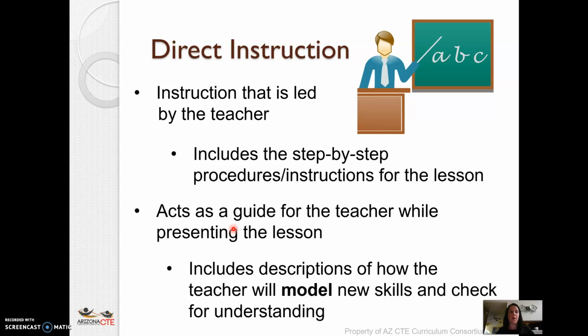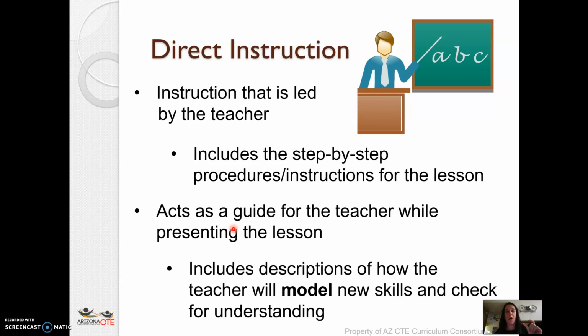Okay, so direct instruction, that is led by the teacher. And in this, it includes step-by-step procedure instructions for the lesson. Again, step-by-step. I need to see that be more specific in your lesson plans, okay? And again, that acts as your guide or your script for what you're going to be teaching. It includes descriptions of how the teacher will model new skills and also check for understanding as you are modeling.